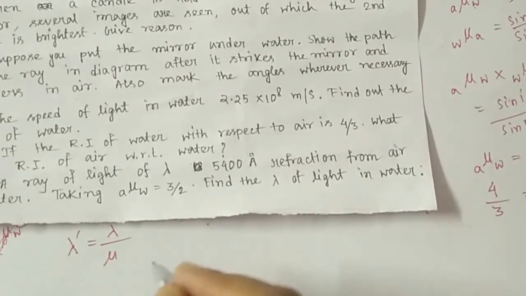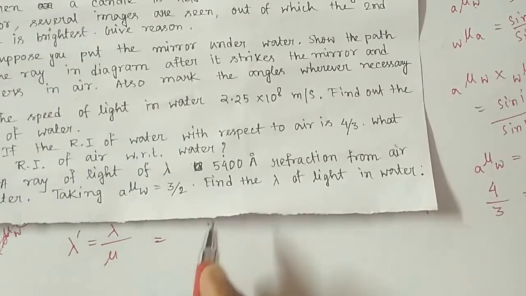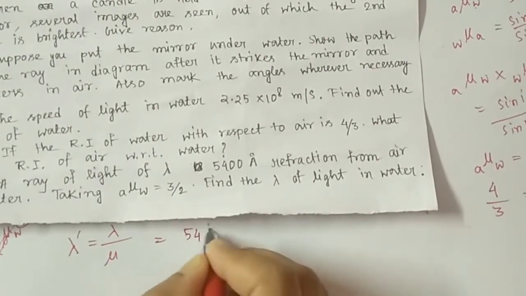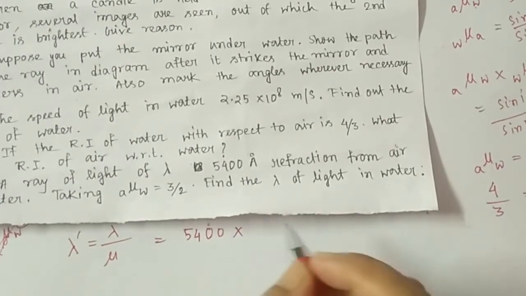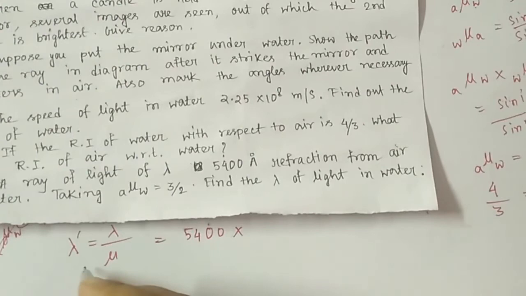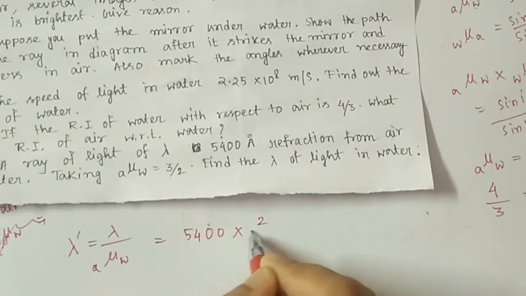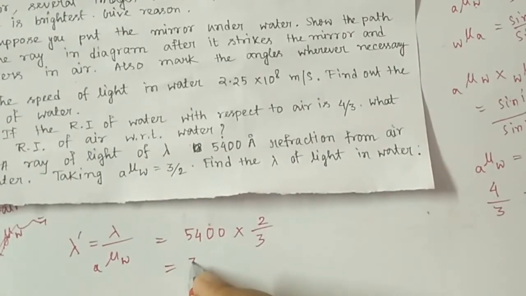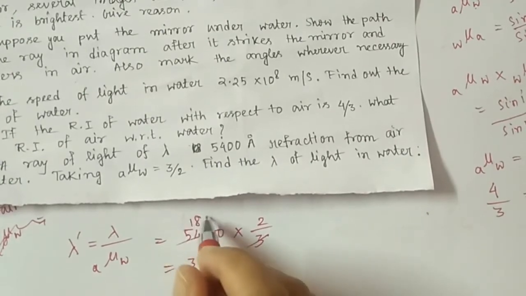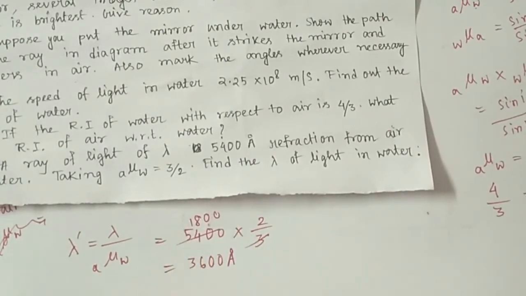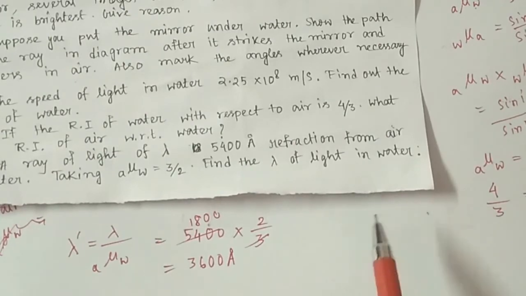Okay, and if we write that lambda is equal to 5400 angstrom into 1 by A mu W, this is A mu W actually according to this question, so it will be 2 by 3. Okay, and finally the final answer will be 3600 angstrom. So the wavelength of the light in water will be 3600 angstrom. So I hope you understand the question.